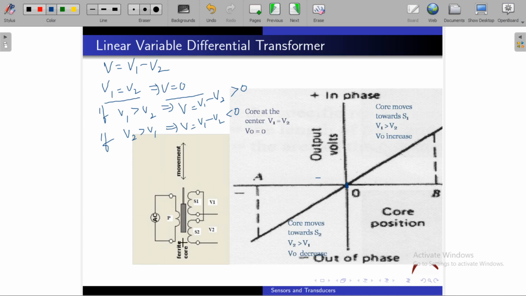If this core is moving towards S2, then V2 is greater than V1. If V2 is greater than V1, you're going to have negative voltage as output. Then voltage will be increasing in reverse direction. Okay, if it is at center, voltage will be 0 because V1 is equal to V2. If core is moving towards S1, V1 will be greater than V2. Then total voltage will be positive and constant. So voltage will be increasing like this in forward direction. If this core is moving towards S2, then voltage will be increasing in reverse direction as V2 is greater than V1, then V will be less than 0.